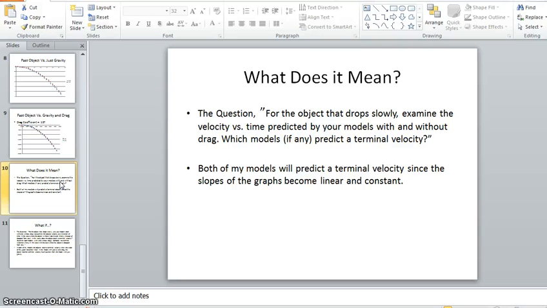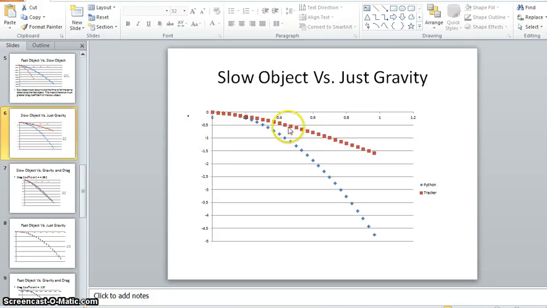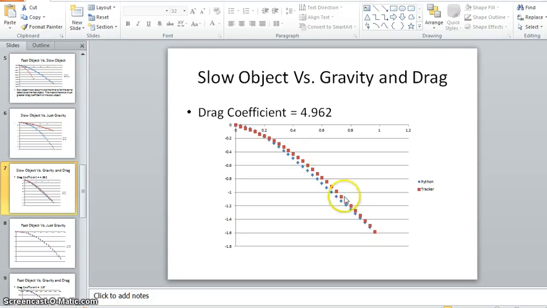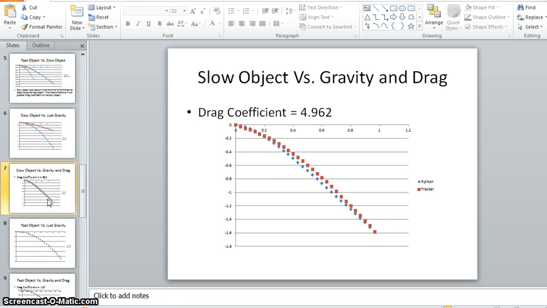So what does it mean? For the object that drops slowly, examine the velocity versus time predicted by your models with and without drag. Which models, if any, predict a terminal velocity? So, to do that, go back to these. As you can see, both of these level out. The graphs become linear, which means they have reached terminal velocity. Same with the gravity and drag. They both become linear. So, under both models, they reach a terminal velocity.